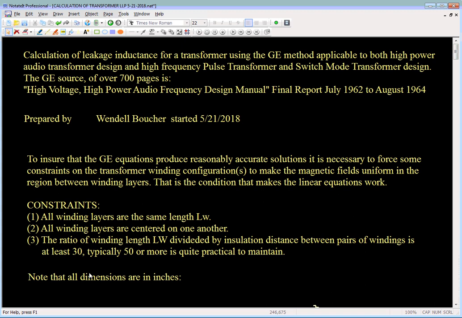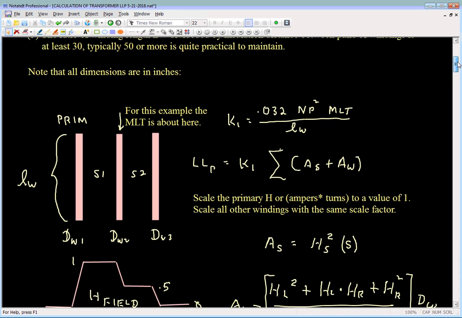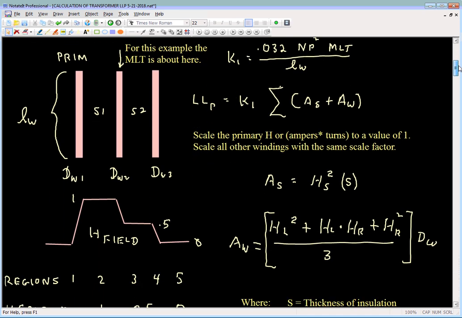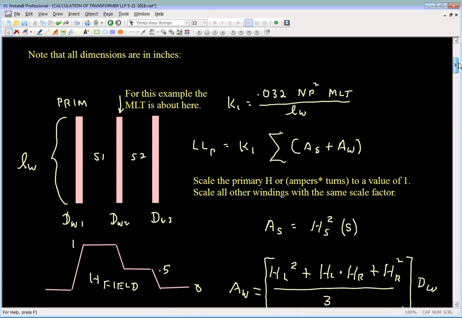But when you do that, you're pretty much assured that the magnetic field in the area of interest, which is where we're calculating the leakage inductance, is linear. So we can derive the necessary equations. And note that all dimensions are in inches. Here are the necessary equations right here.